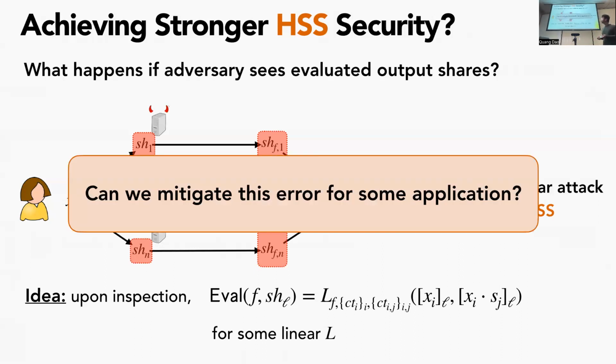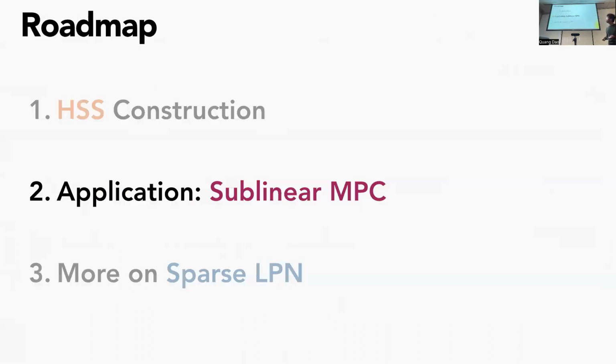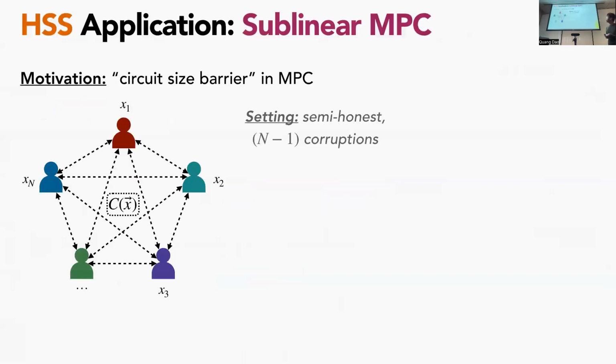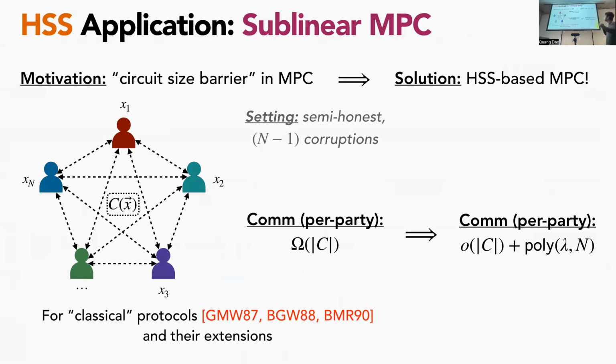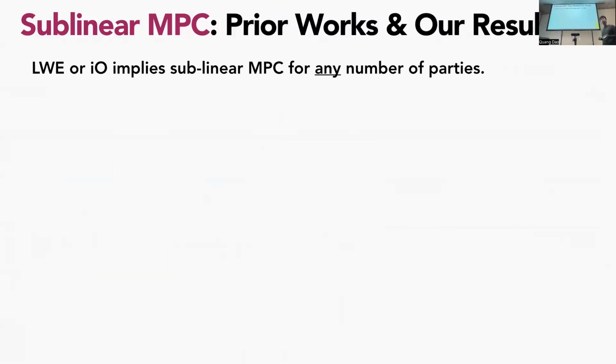The question here is, can we try to mitigate this error to achieve some downstream applications? One such application is sublinear MPC. It comes from this circuit size barrier in classic MPC protocols. With all of these classical protocols, you have to communicate a number of bits proportional to the size of the circuit being evaluated. HSS can potentially go beyond this restriction by having communication sublinear in the circuit size. The intuition is quite simple, right? Because with HSS, you can do these evaluations locally, so roughly you only need to communicate the inputs and outputs if HSS is ideal. But our scheme is not quite that, so we'll have to put on some bells and whistles.